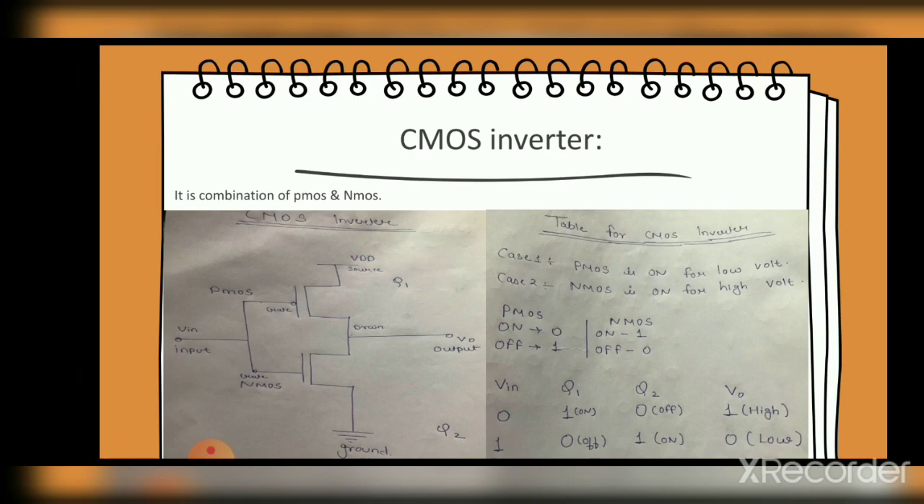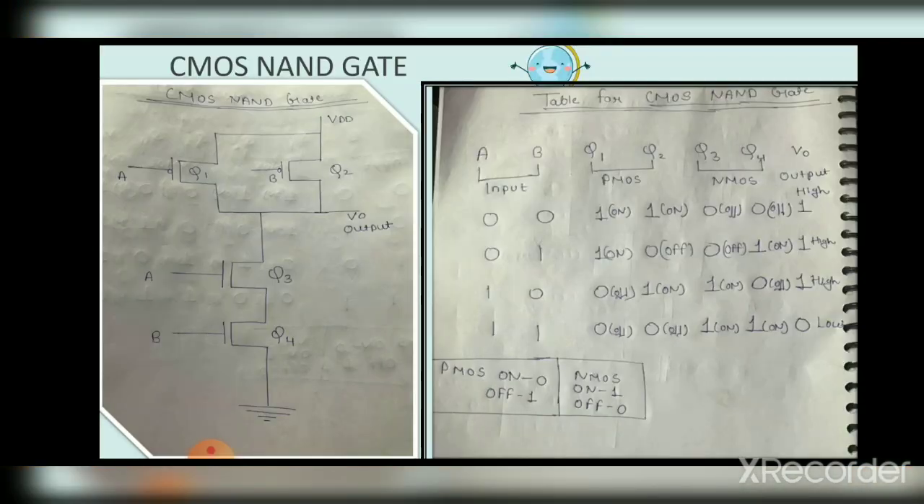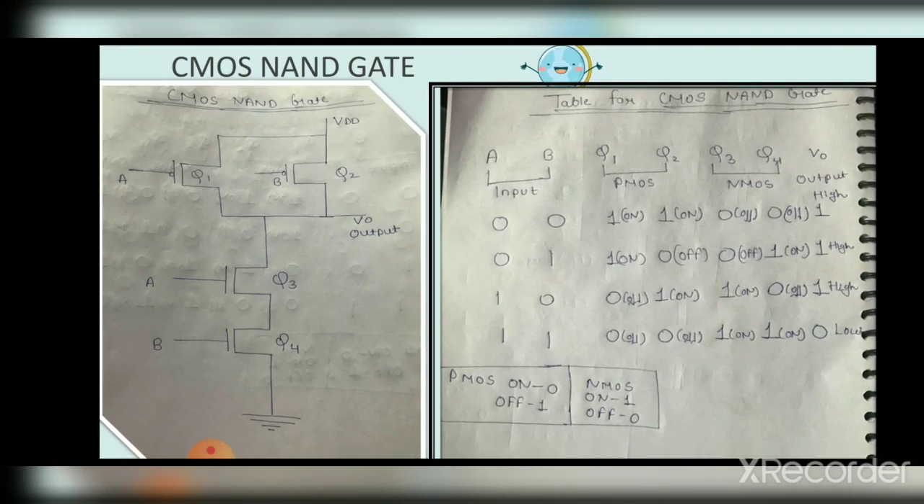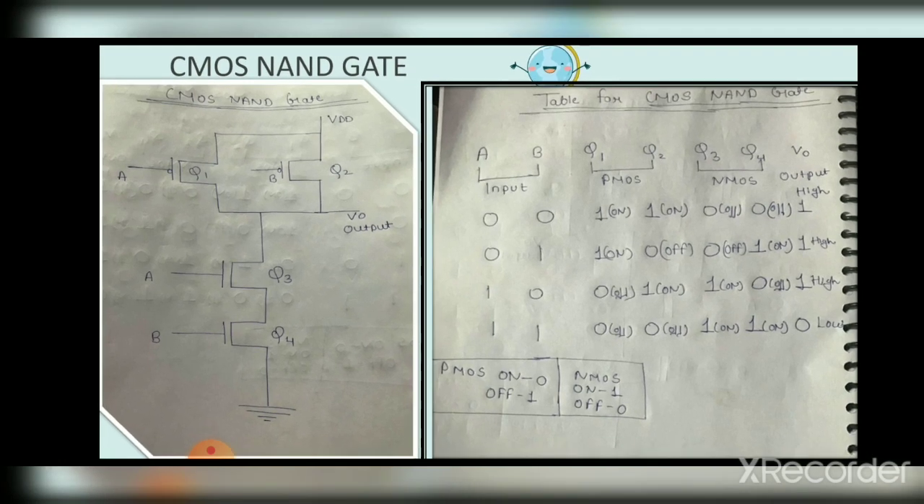Now coming to the CMOS NAND gate. You can see the logic diagram of the CMOS NAND gate. It consists of PMOS and NMOS NAND logic. PMOS is pull up and NMOS is pull down. We can implement the NAND gate by using CMOS. In the table of CMOS NAND logic, we take combinations of input as 0 0, 0 1, 1 0 and 1 1. Q1 and Q2 are PMOS, Q3 and Q4 are NMOS, and V0 is the output.